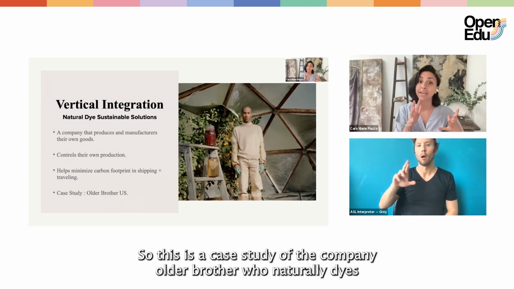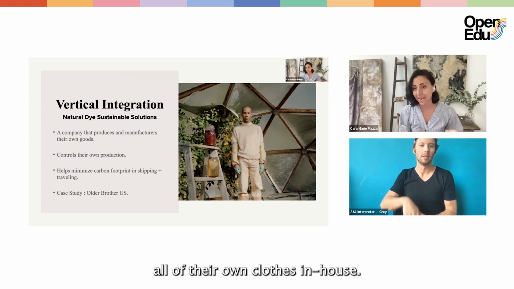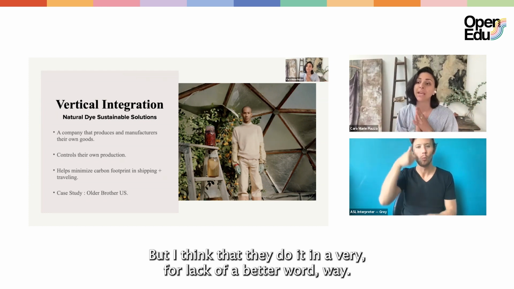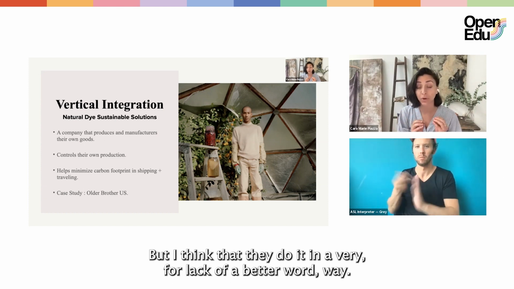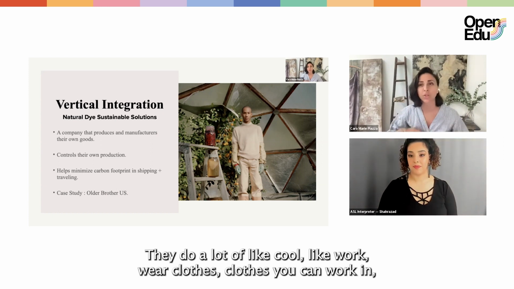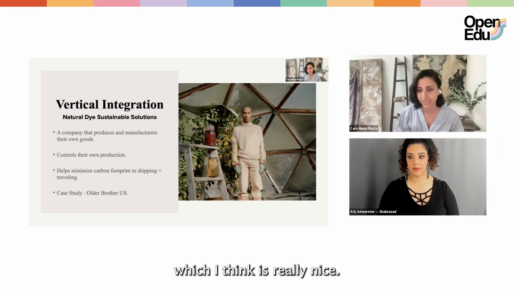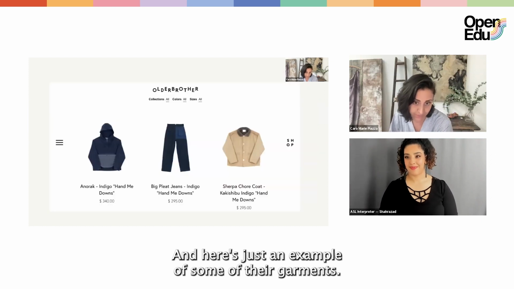So this is a case study of the company Older Brother, who naturally dyes all of their own clothes in-house, but I think that they do it in a very, for lack of a better word, hip way. They do a lot of cool workwear clothes you can work in, which I think is really nice. And here's just an example of some of their garments.